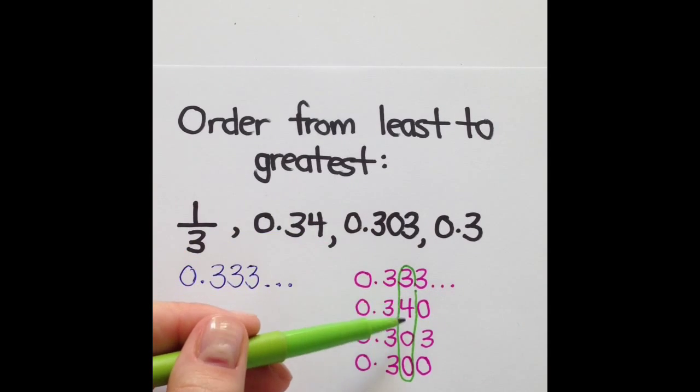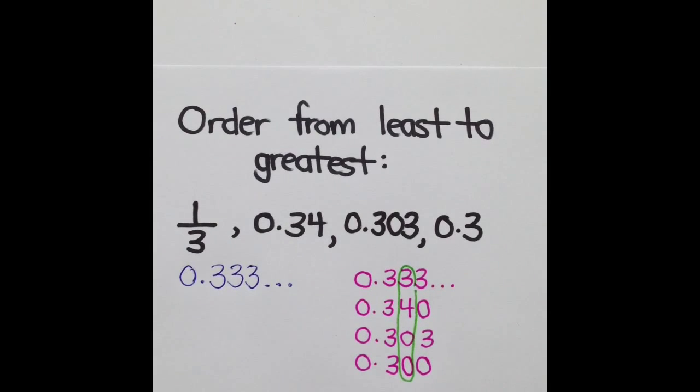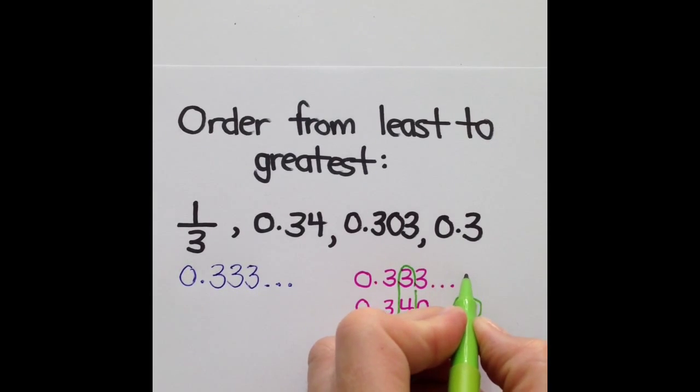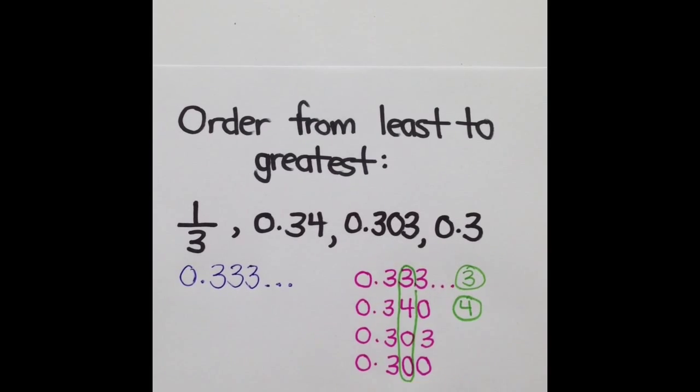I have 3, 4, 0, 0 in the hundredths place. So I'm able to know that the greatest number is the one with the 4 in the hundredths place, so that would be fourth in order because we're going least to greatest. And then the second greatest number would be the one with the 3 in the hundredths place.